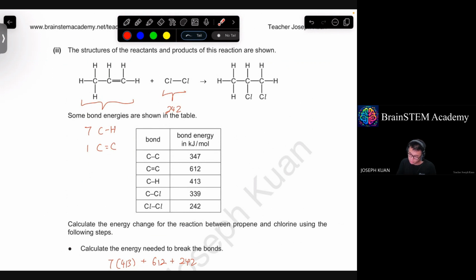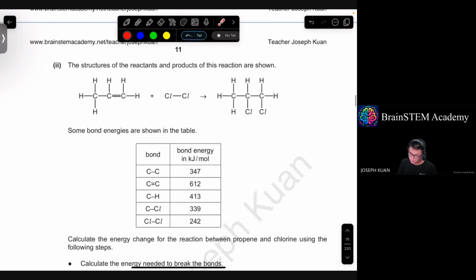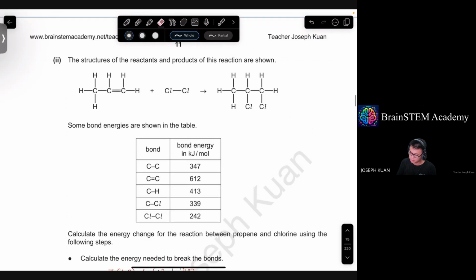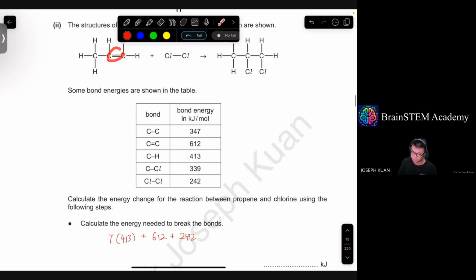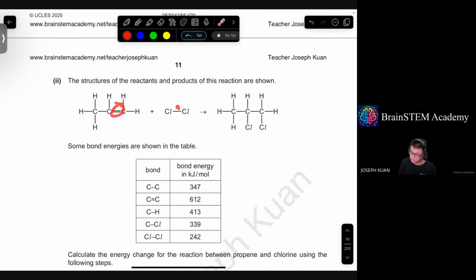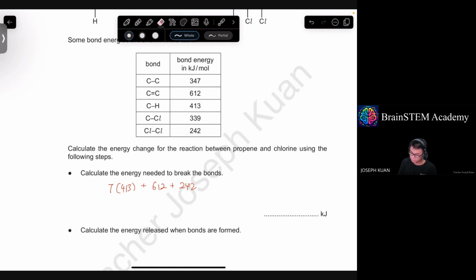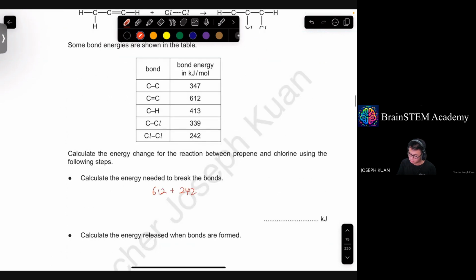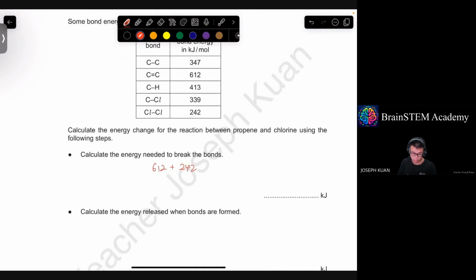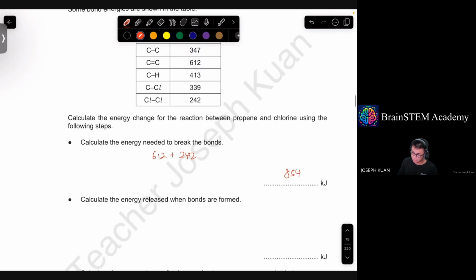Actually, you don't have to break everything. You just need to break the carbon-carbon double bond and also the chlorine bond, because this is an addition reaction. So actually, the other bonds are not broken. You just need to find this and this. My bad. So we can forget about the other 7 CH bonds. We just need to find 612 plus 242, which makes it 854.